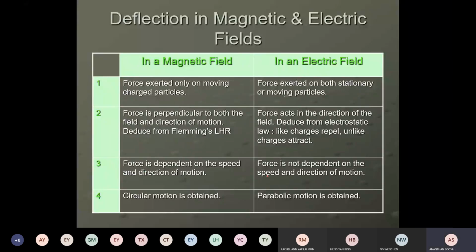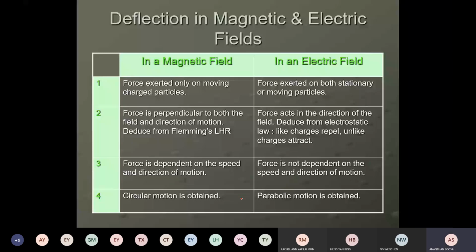But in an electric field, the force does not depend on the speed. You move fast or you move slow, you get the same force, like gravitational force. Your weight, is it affected by your speed? If you move fast, does your weight increase? No. Same thing with the electric field. The speed does not affect the force due to the electric field.